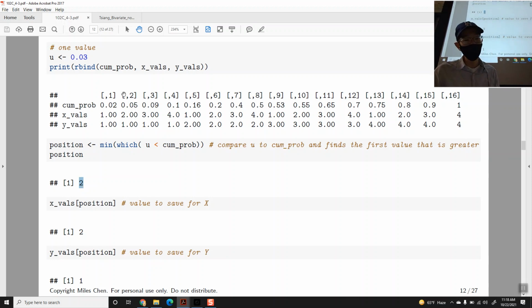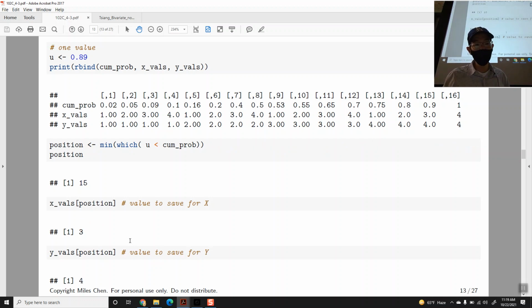We say, what is the x value that corresponds to position 2? The x value that corresponds to position 2 is 2. What is the y value that corresponds to position 2? The y value at position 2 is 1. Okay, and so that's going to be the value that we get. And so we can do this with any arbitrary value.